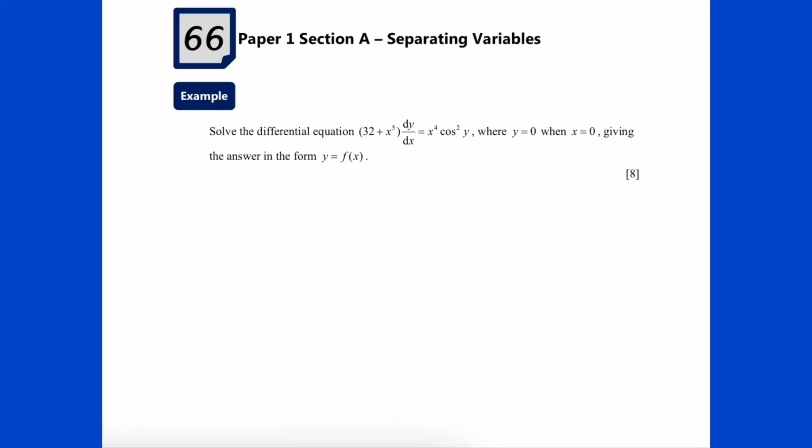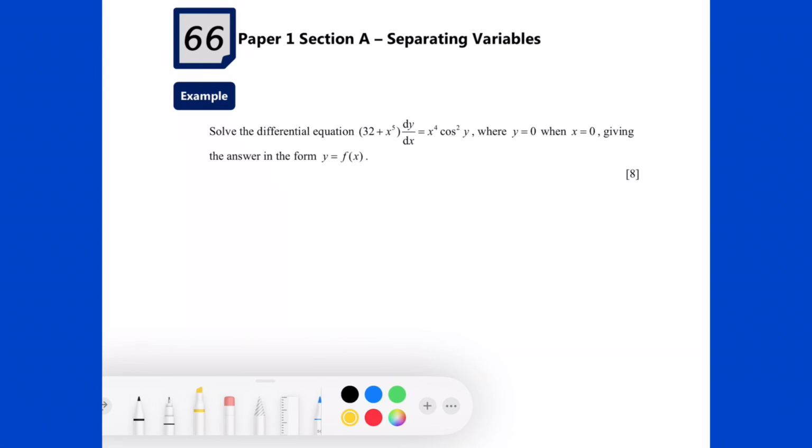This video is going to demonstrate how to use the method of separating variables to solve a particular differential equation. Take this question as an example. We are going to solve the differential equation (32 + x^5) dy/dx = x^4 cos²y, where y = 0 when x = 0. Solving a differential equation means we are going to find an expression of y which satisfies the differential equation.